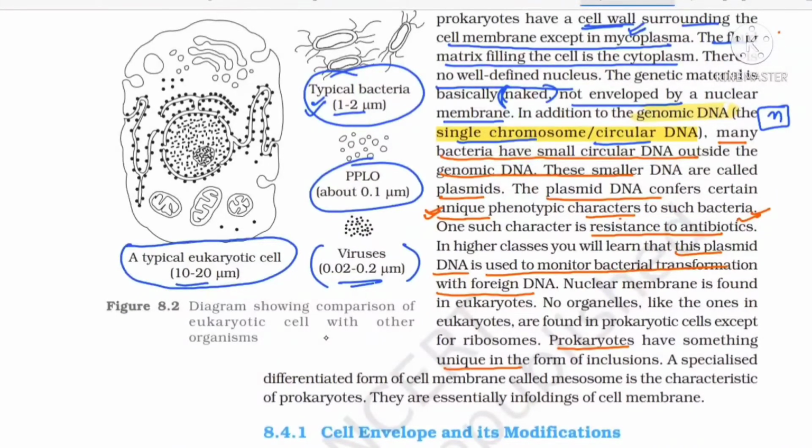Prokaryotes have something unique in the form of inclusion bodies. Inclusion bodies are also present. They have a differentiated form of cell membrane called mesosome, and this is a characteristic of prokaryotes. Mesosomes and inclusion bodies are the things which are present only in prokaryotes.